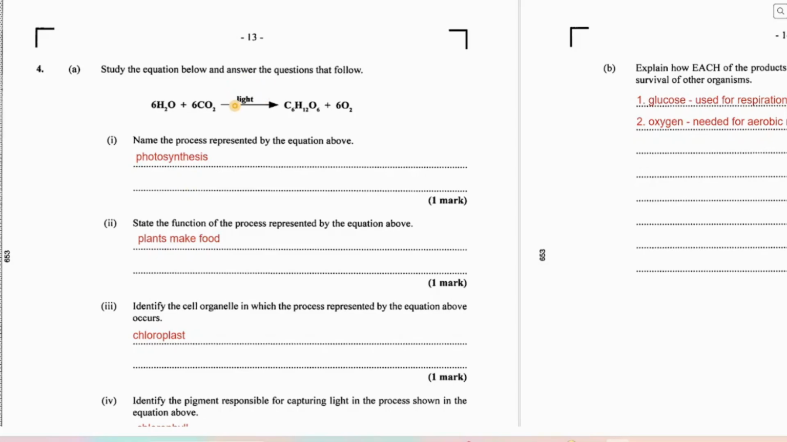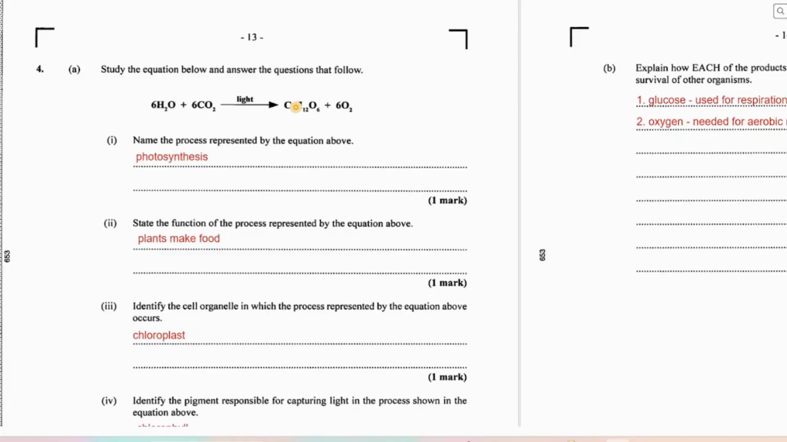We're seeing light. This is the only equation that you would learn that requires light, or where light is a requirement for it to happen. The next thing, by now you should know what this chemical structure is, C6H12O6. This is glucose. The only equation that you would have learned where glucose is a product is photosynthesis.